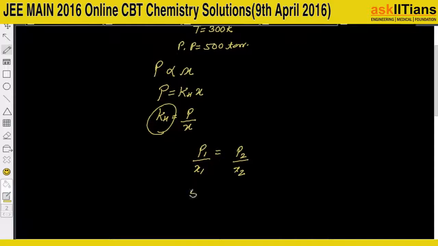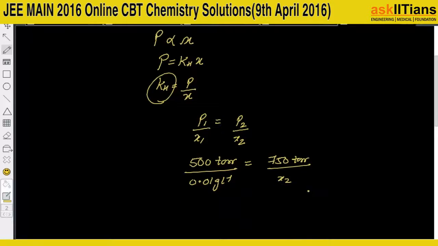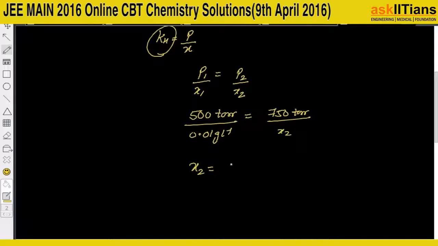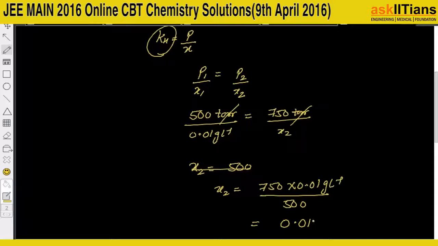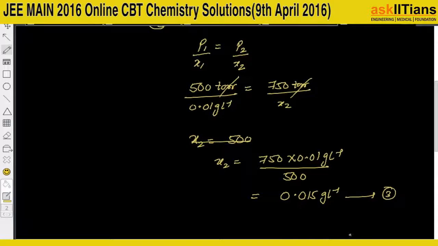If I ask you to replace the values, you will say 500 torr divided by 0.01 grams per liter is nothing but 750 torr divided by X2. On further solving this data, torr and torr get cancelled. So I can say X2 value comes out to be 750 into 0.01 grams per liter divided by 500, and it comes out to be 0.015 grams per liter. And you can look into the options and you can find that option number 3 is the correct option for this particular question.